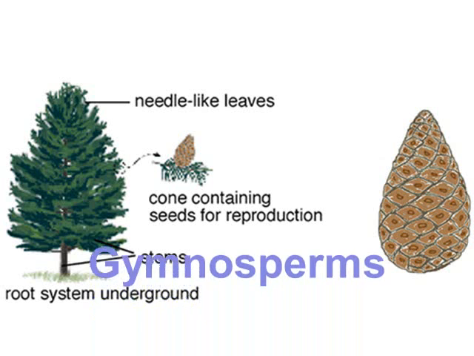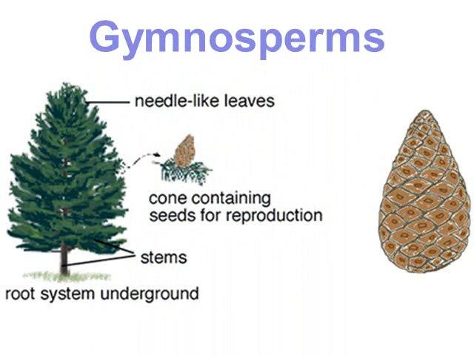Okay, so in this presentation, we're going to go over some of the basic features on a category of plants known as gymnosperms. And like the picture shows, these are plants that have leaves that are needle-like, and they reproduce by creating cones, like pine cones. So let's go ahead and get started.